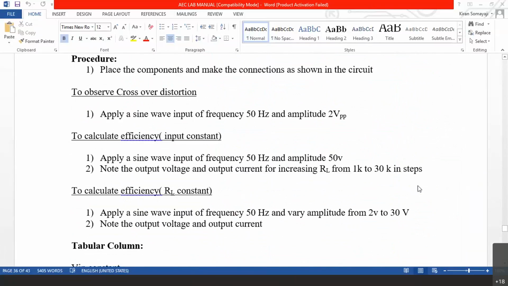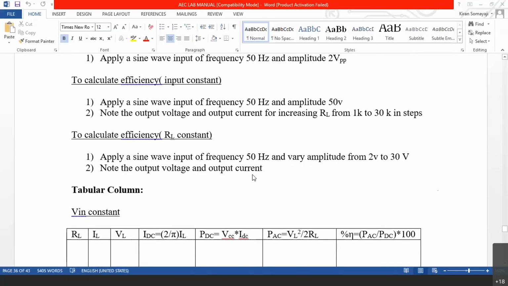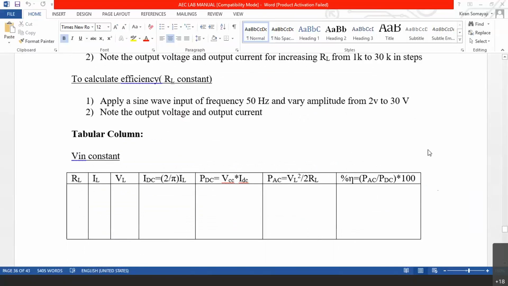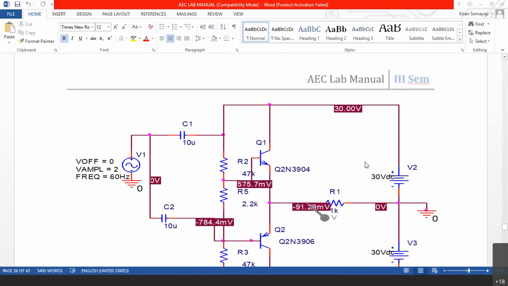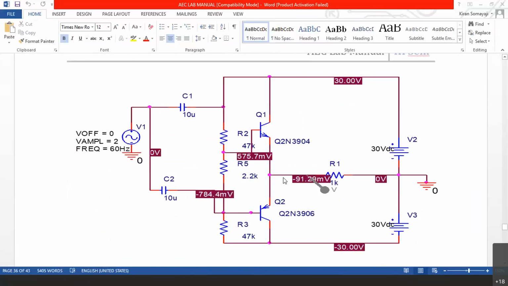Now the procedure is, as you already know, apply a sine wave and you can increase the value of the load from 1K till 30K in steps. You can calculate the efficiency. Even the input can be increased. Input amplitude also can be increased from 2 volts to 30 volts. You have to note down the output voltage and output current by connecting the ammeter and the voltmeter there. In the simulator tool, you can connect the ammeter and measure the current. You can connect the voltmeter and measure the voltage. Already this probe is there, that is to measure the voltage.